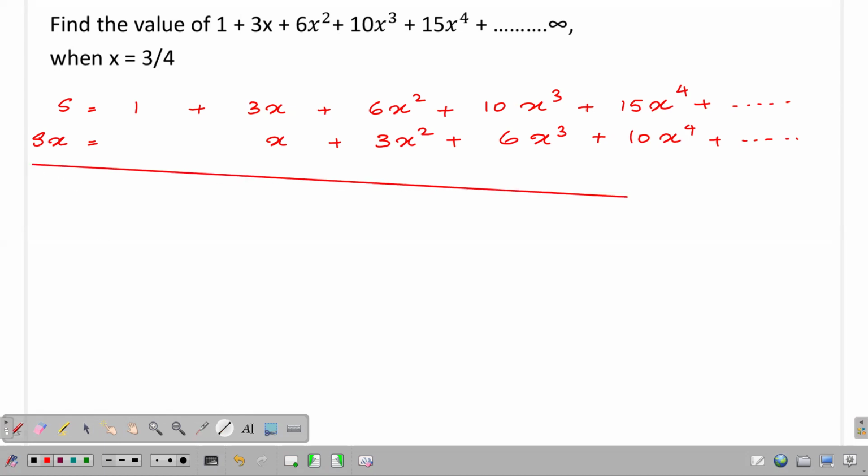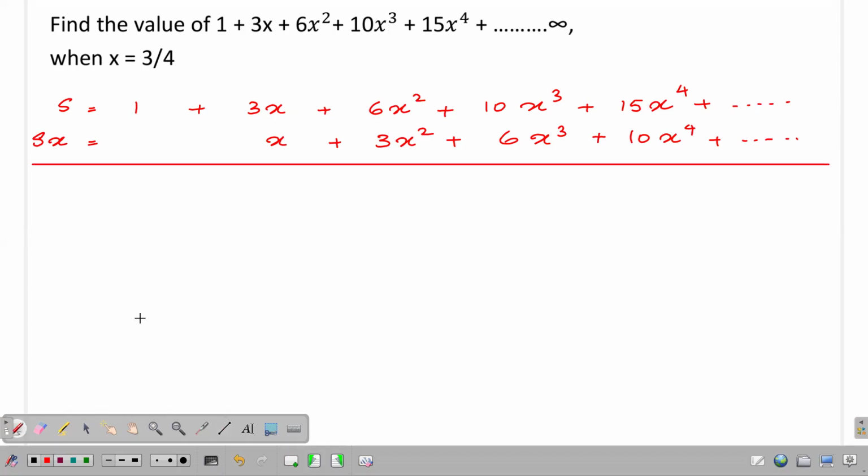Now, like what I did earlier, you subtract the first equation minus the second equation. So that will fetch you s times 1 minus x. Closely observe it, s minus sx, I'm taking that s outside, s into 1 minus x. That will be equal to 1 plus, observe it, 3x minus x, that is equal to 2x, plus 6x square minus 3x square, that is equal to 3x square, plus 10x cube minus 6x cube.